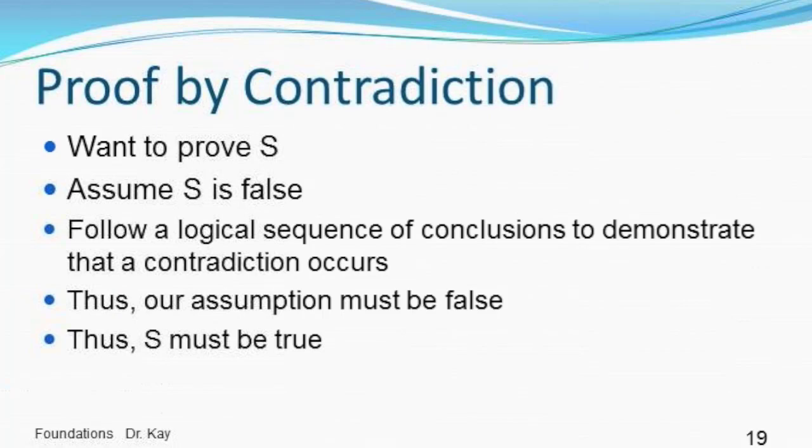Proof by contradiction is one of my favorite methods of proof. You want to prove some statement S, and the general way to do this is you assume S is false, and then you follow some logical sequence of conclusions to demonstrate that a contradiction occurs. So if S is false, then the moon is made of green cheese. Well, we know the moon is not made of green cheese. And so the only thing we can do is say that our assumption that S was false isn't the case, and so S must be true.